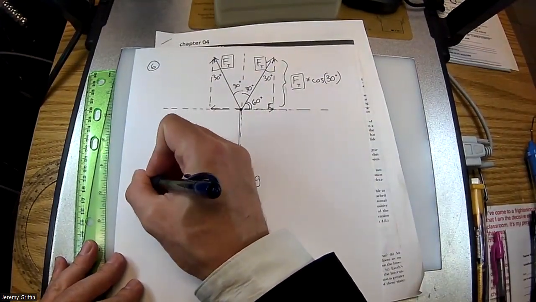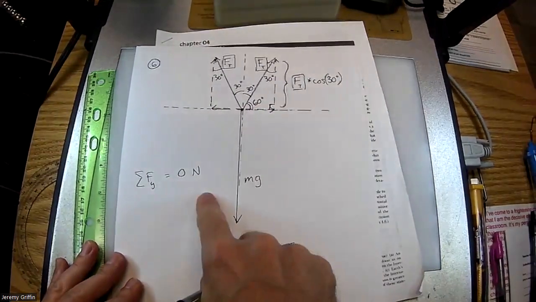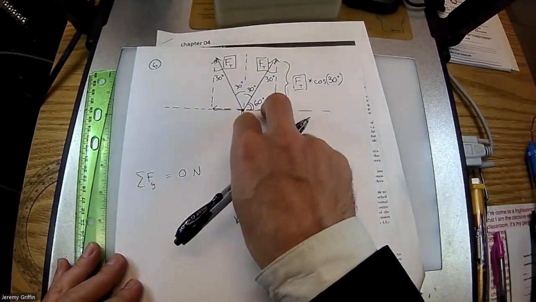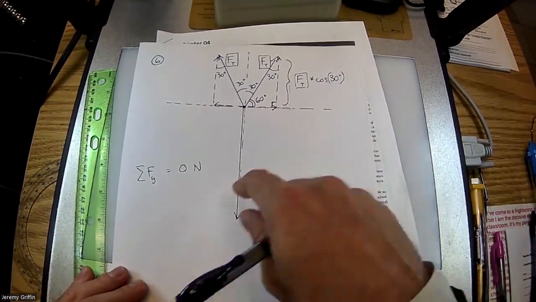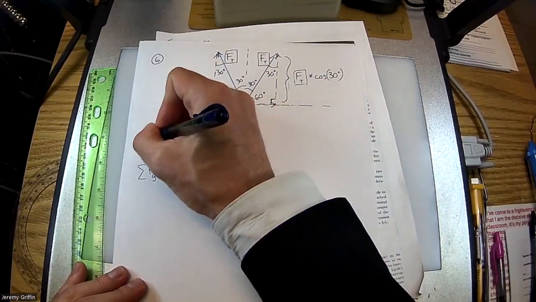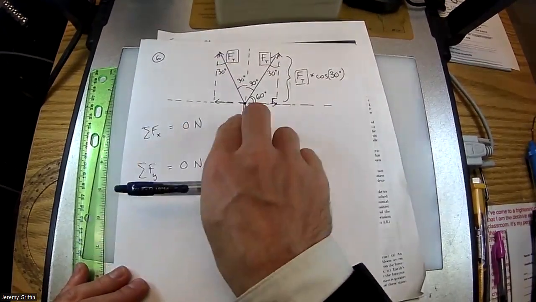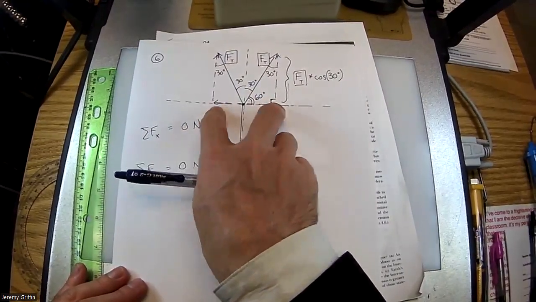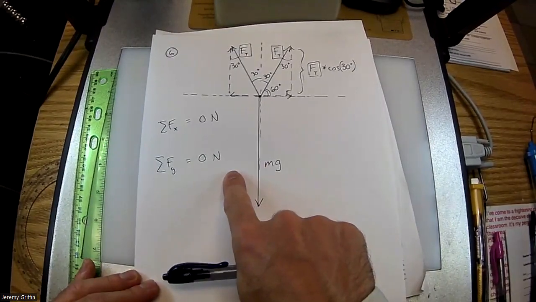I think we can get it all from that because I can say this: the sum of the forces in the y direction goes to 0 newtons. Again, if it was different angles and we had an asymmetrical situation, I'd have to also set up the sum of forces in the x direction goes to 0 newtons. That's the other important condition. But in this case, just based on symmetry, it's not going to be super revealing. So sum of the forces in y goes to 0.